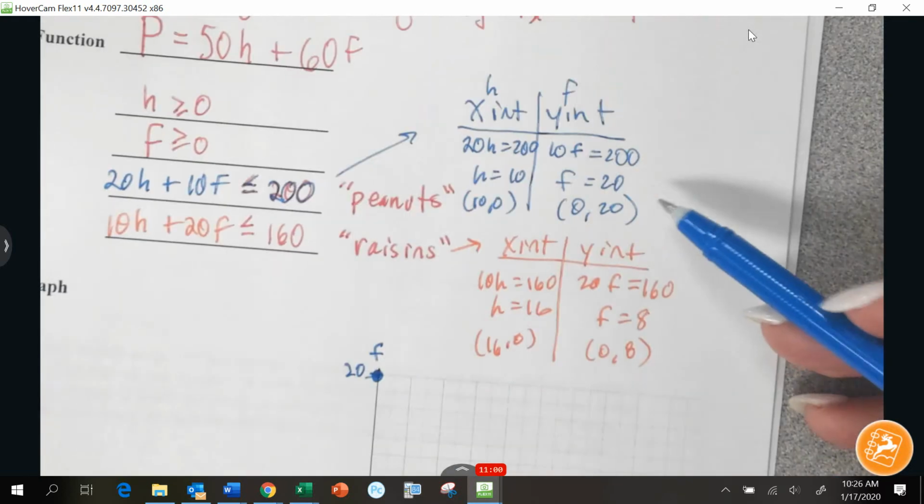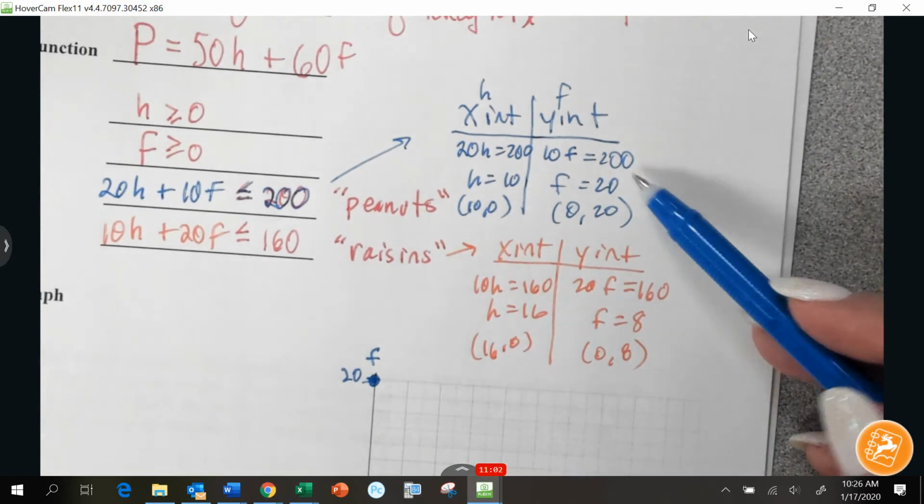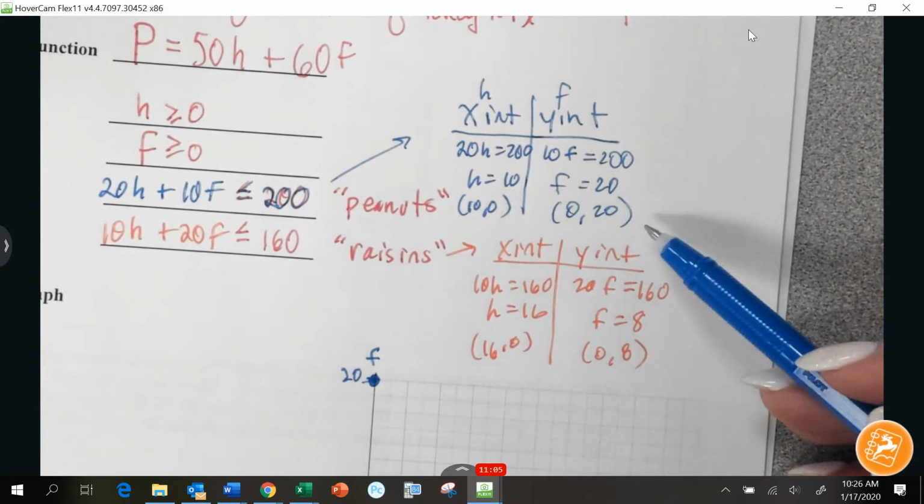The blue one up here, F goes, or 10 goes into 20 two times.